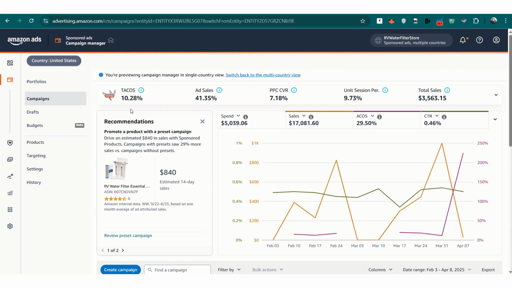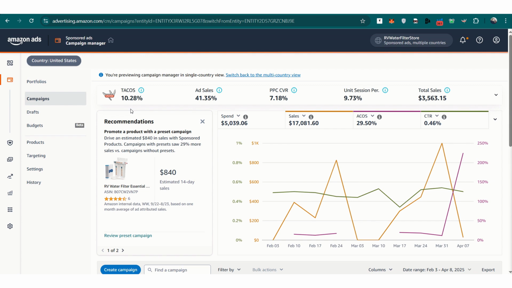A key factor in managing both ACOS and TACOS is understanding your cost of goods sold, COGS. If your advertising spend is too high compared to your margins, you may be cutting too deep into your profits. Knowing your COGS allows you to set realistic advertising targets, ensuring that you're not just driving sales, but actually building a sustainable business.